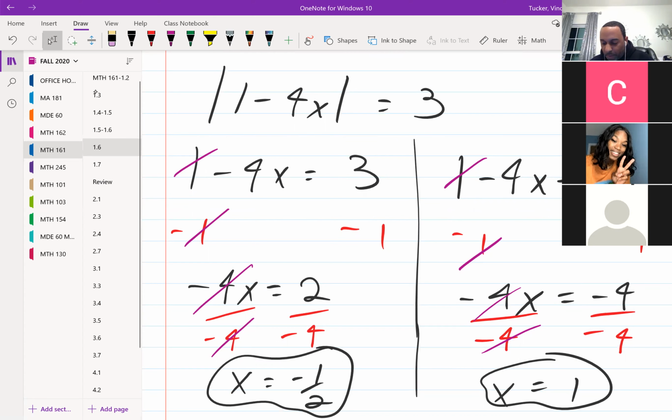Mr. Tucker, is this the same one where we would have to check it to see which is the actual solution, or will both of them be the solution? No, both of these should be fine. The only time we have to do that is when we have radicals and we have to square both sides. Stuff like that. That's when we have to go back and check those.